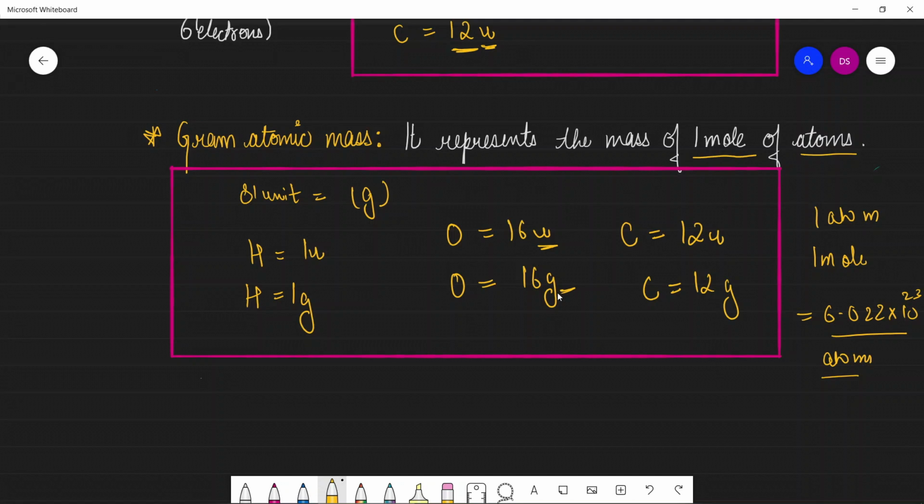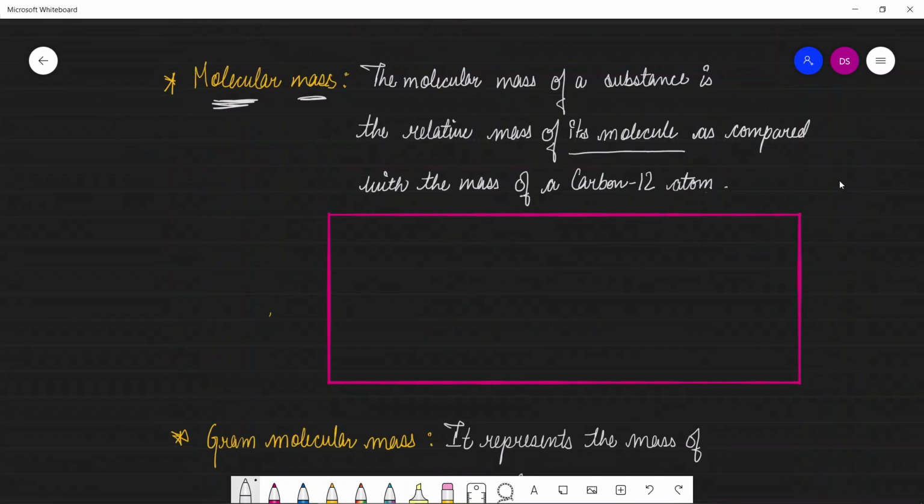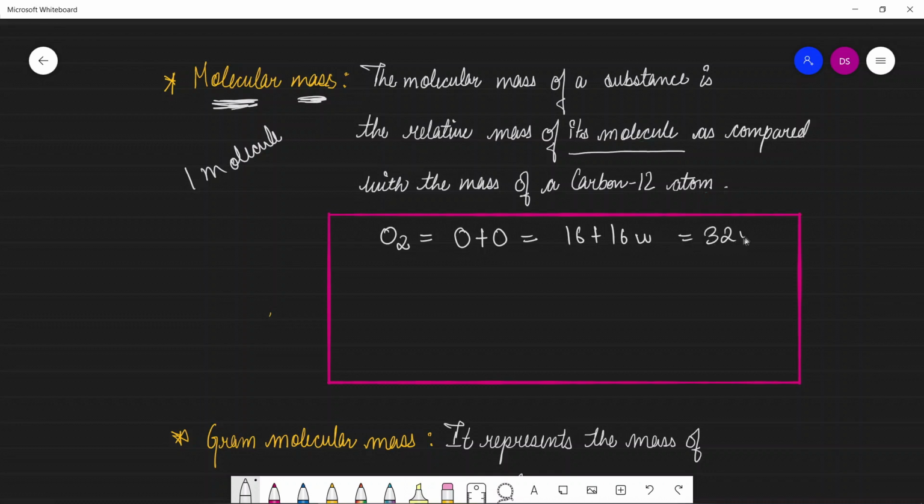Now we are going to discuss the next definition, which is molecular mass. As the name suggests, molecular mass is the mass of one molecule. It is similar to the atomic mass, but here we are calculating the mass of one molecule. For example, if we are talking about O2, oxygen gas, the molecular mass is going to be O plus O, which is 16 plus 16U, which is 32U.